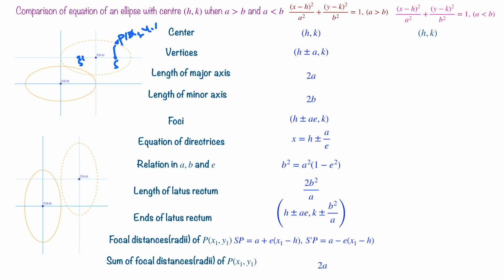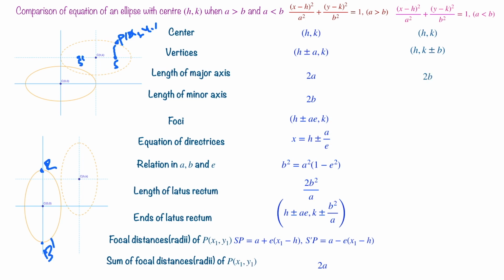In the same way, for the a less than b type, the center is again going to be (h, k). For the vertices, the original vertices are B and B dash, which are (0, plus or minus b), and they get shifted to (h, k plus or minus b). The length of the major axis is again the same as for the standard ellipse with a less than b, so it is going to be 2b.